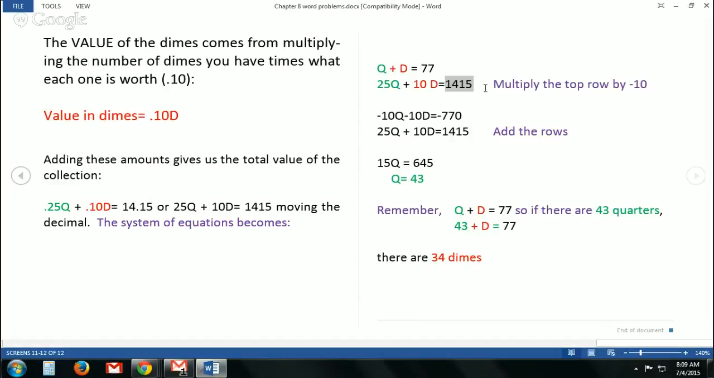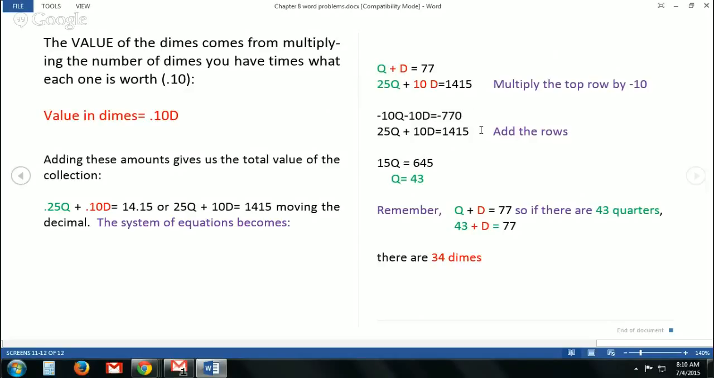Now, for this one, I'm going to choose to multiply the top row by -10 and do elimination. Can you tell which letter I'm trying to get rid of as I multiply by -10? That will make the D's opposite of each other if I do that. Multiplying by 10 is always something easy to work with, so that made it easier to get rid of D, in my opinion. The top row, when I multiply it by -10: -10 times Q gives me -10Q, -10 times D gives me -10D, and 77 times -10, that's -770.